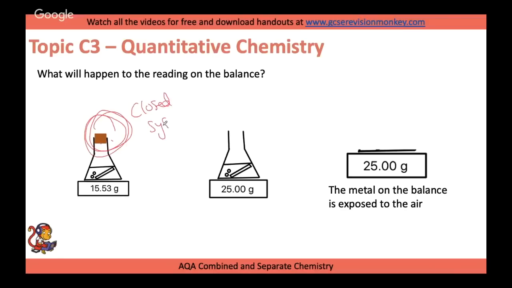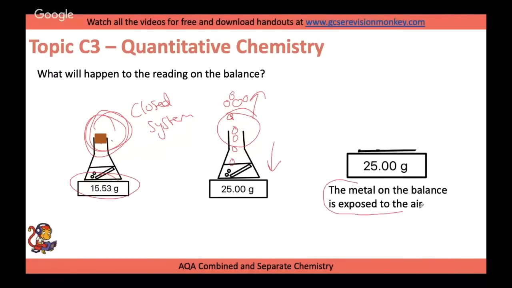If you have a lid on your beaker, this reading here will stay the same throughout the reaction. However, if you don't have a lid, the reading will go down in this case, but only because there's a gas being produced. If there wasn't a gas being produced, then there wouldn't be a change. But the gas can escape, which will mean mass will be lost out of the container.